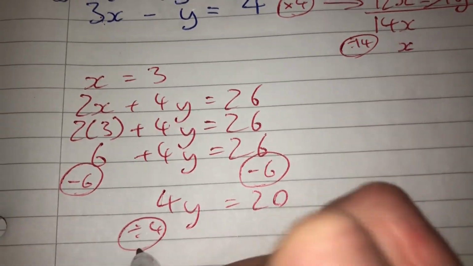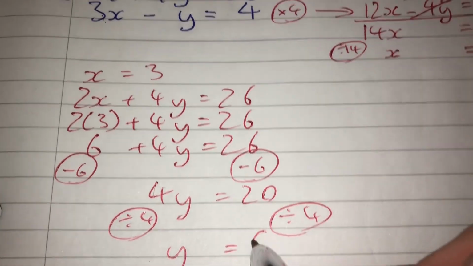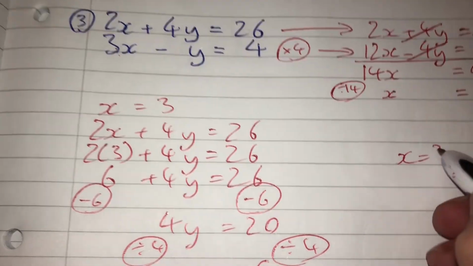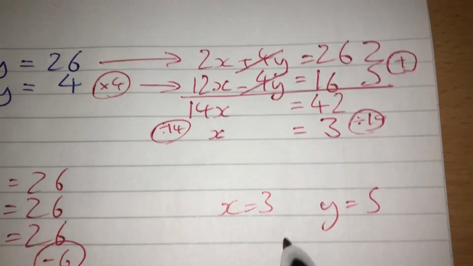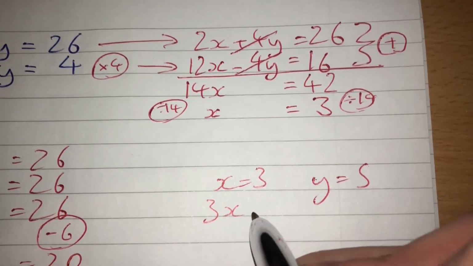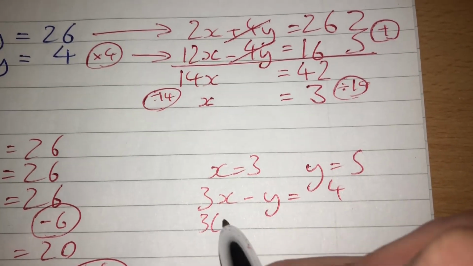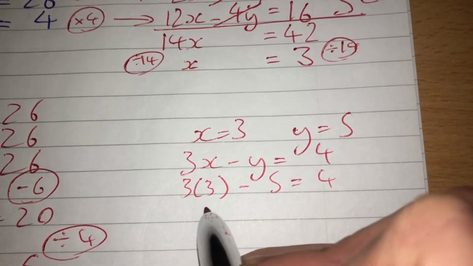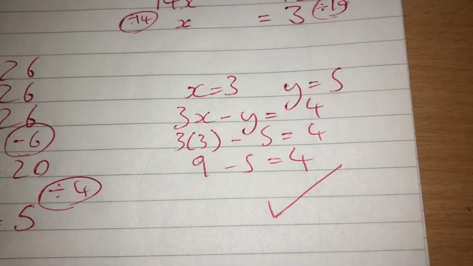Divide by 4 on each side. y equals 5. Okay, so I've got x is 3, y is 5. Just again, good practice. x is 3, y equals 5. I'm going to use the second equation this time. 3x minus y equals 4. So it becomes 3 times 3, take away y, which is 5, should give me 4. 3 3s are 9, take away 5 does in fact give me 4. So again, substitution, just to check my answer. Last example.